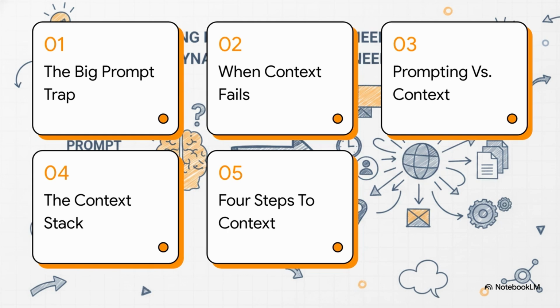Here is our agenda for today. 1. The big prompt trap. 2. When context goes wrong. 3. Prompting versus context engineering. 4. Inside the context stack. And 5. 4 steps to context.